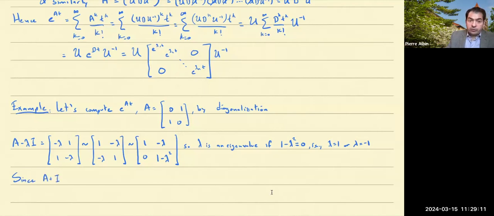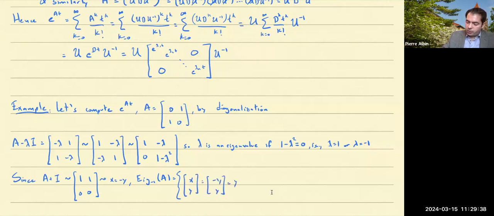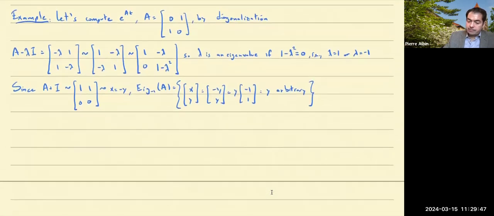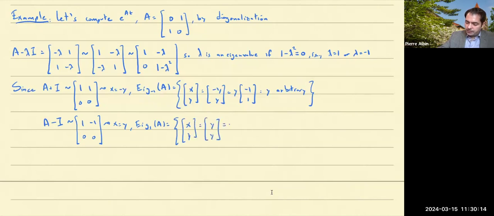Let's consider the minus 1 first, since A plus identity is, after row operations, 1, 1, 0, 0, which translates to the equation x equals minus y. We find that the eigenspace for minus 1 of A is all of the x, y, where x is equal to minus y. So this is y times minus 1, 1, with y arbitrary. And A minus the identity, after doing row operations, we obtain 1, minus 1, 0, 0. And so, translating back to equations, x equals y. We see that the 1 eigenspace is all of the vectors x, y where x is equal to y. So that's y times 1, 1.